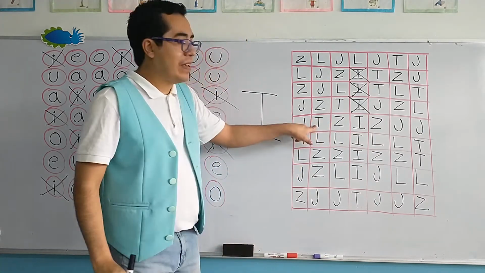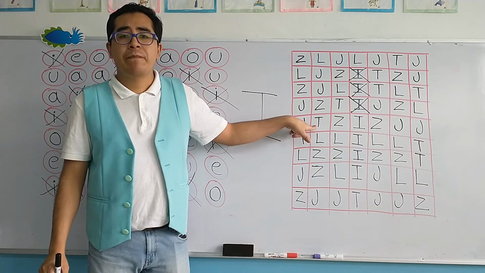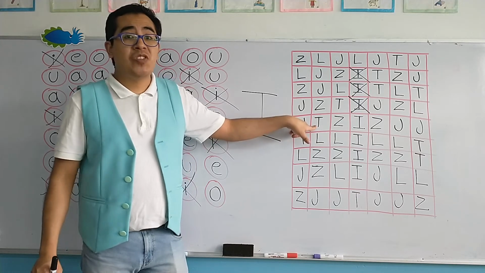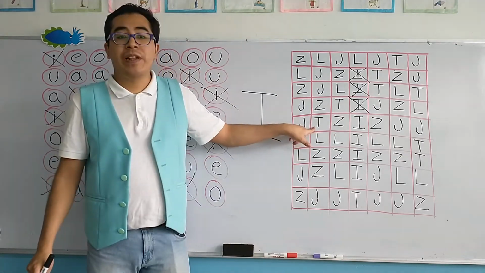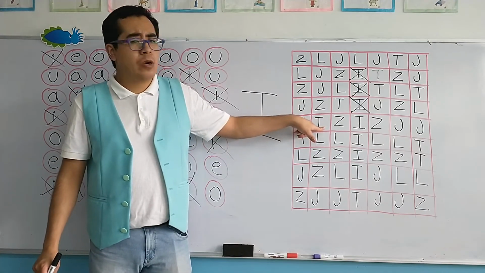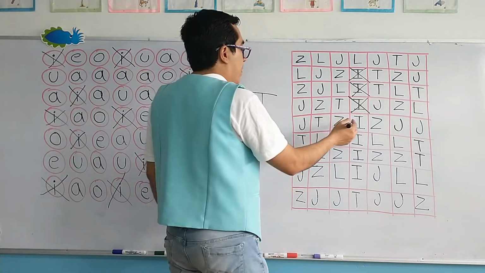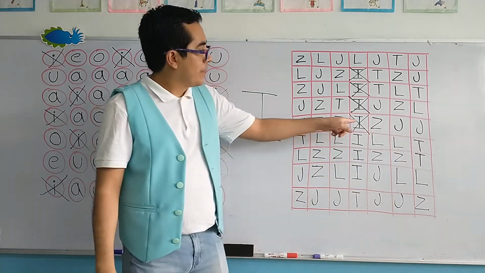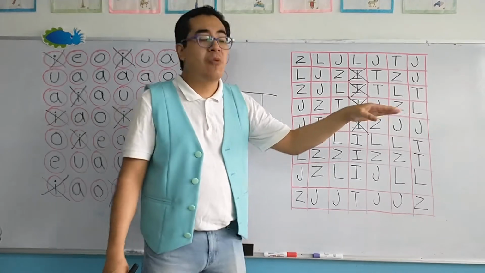Okay, once again, this letter right here, is it capital I? No, it isn't. Because remember, there is missing a horizontal line here. Recuerden que aquí nos hace falta una línea horizontal en esta parte de abajo. Por lo tanto, no capital I. Let's continue. Here, once again, capital I. And that's it. Let's continue with the next row.